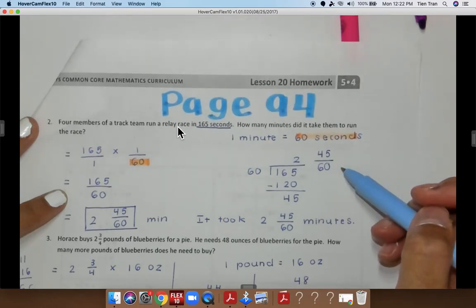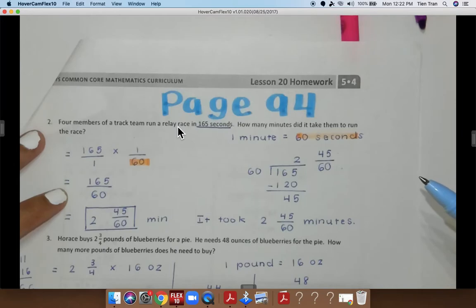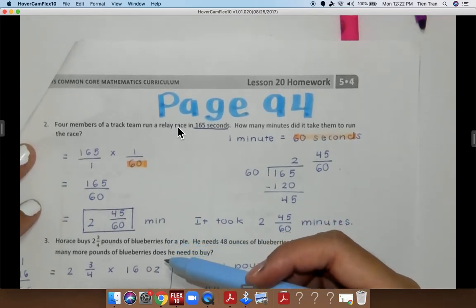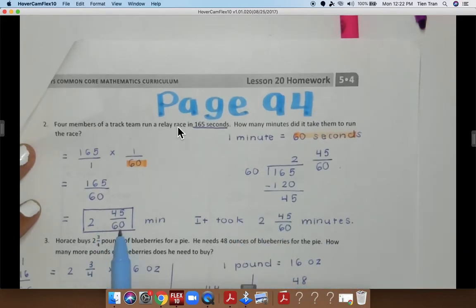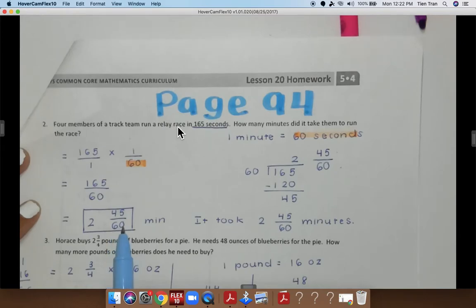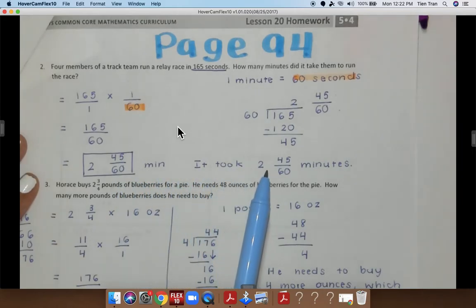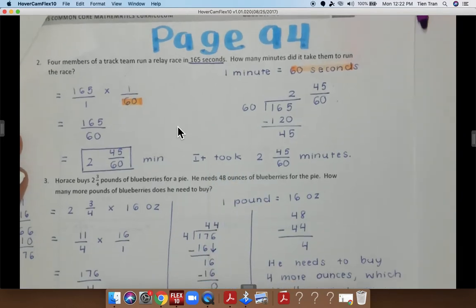And your denominator is 60. You are not going to simplify this because they want to know how much in a minute. If you simplify it, it's not going to have your denominator of 60. We want to keep it at 60 because 60 seconds is equal to 1 minute. Okay, so it took 2 and 45/60 minutes in order for him to run the race.